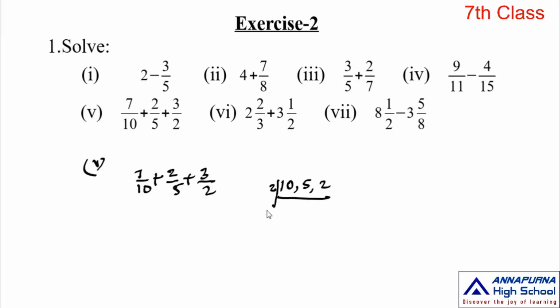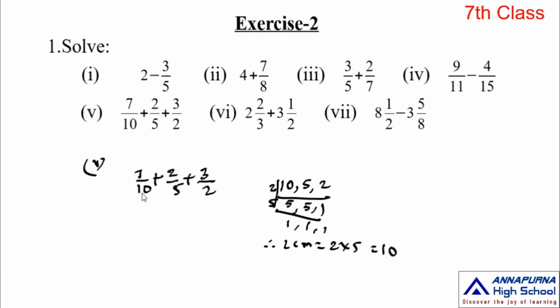So divide these numbers by 2. 2 5s are 10. In 5 it is not possible, so bring down this number as it is. 2 1s are 2. Now again 5 1s are 5, 5 1s are 5. Therefore the LCM is equal to how much? 2 into 5 into 1 into 1 into 1, which is equal to 10. 10 is the LCM. Now you make the denominators equal to 10.